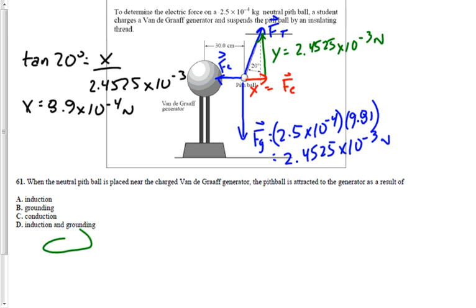Now, what have we solved for there? Directly, we've solved for the x component of the tension in the string. Indirectly, because I know the x component of the tension of the string has to be the same as the electric force, indirectly I've solved for the electric force. So the answer for that question would be C. Does that make sense?